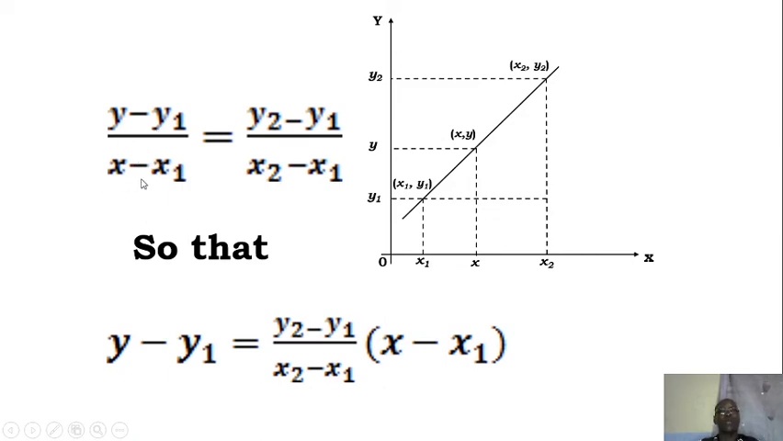y minus y1 over x minus x1 is still equal to y2 minus y1 over x2 minus x1. This is even okay. But if you care, you can decide to let y minus y1 stand alone by multiplying both sides by x minus x1. If you do that, what you are going to get is y minus y1 equal to y2 minus y1 over x2 minus x1, which stands as the gradient, then multiplying x minus x1. So the last thing we are seeing there is the equation of a straight line given two points (x1, y1) and (x2, y2). So you must not be given the gradient before you generate the equation of such line. Once two points are given, you are done.